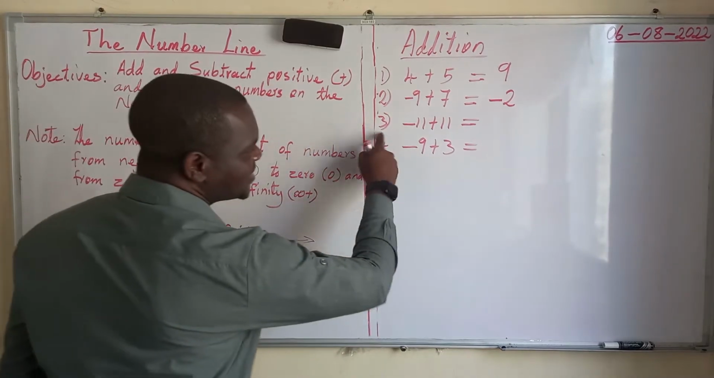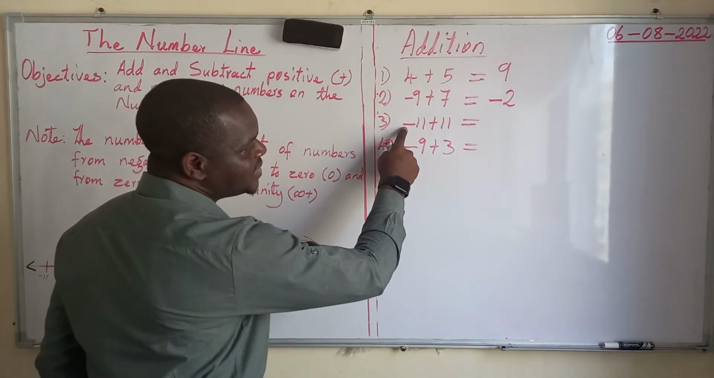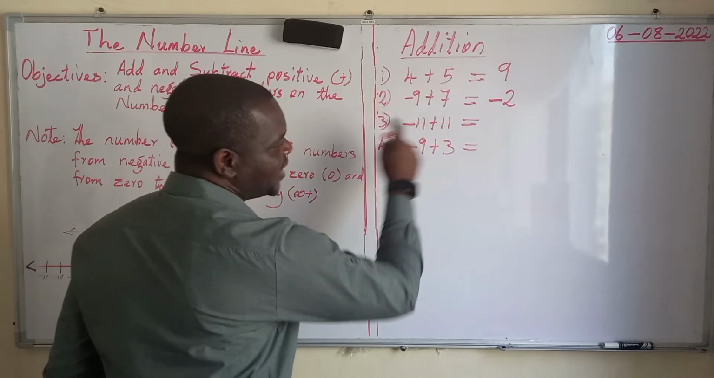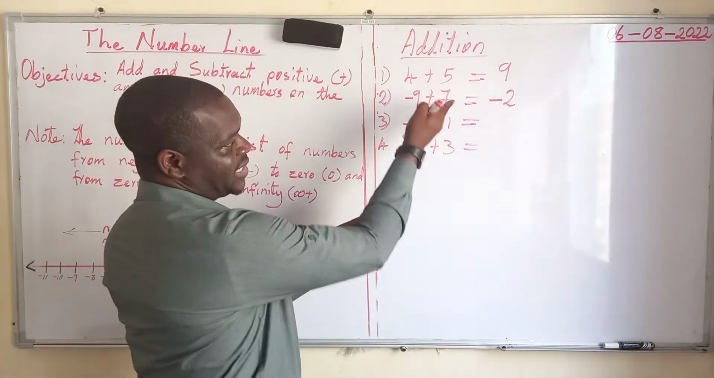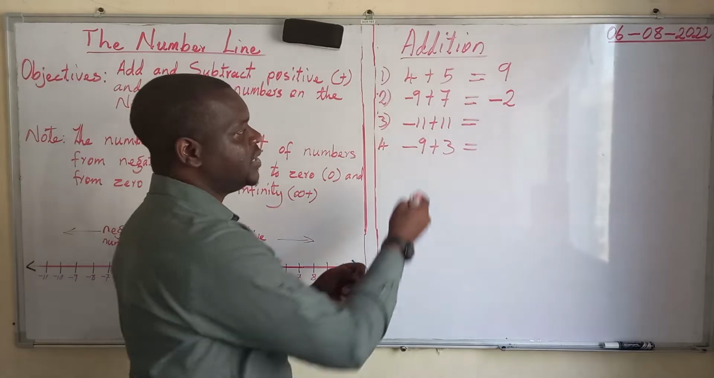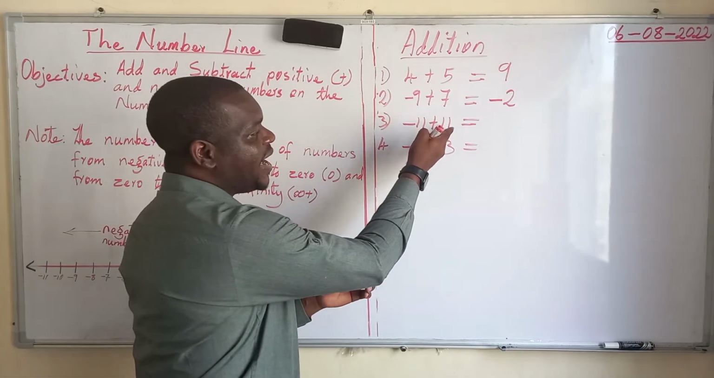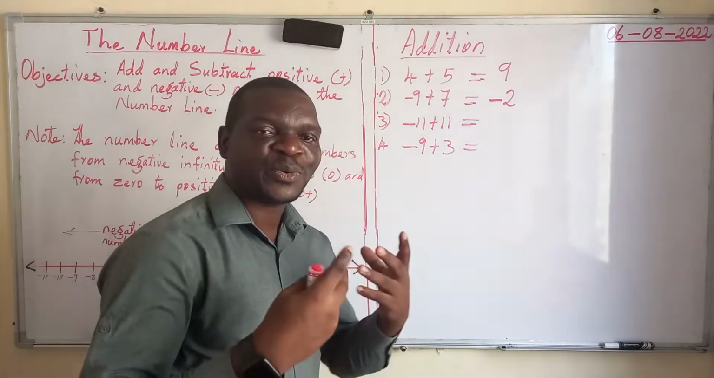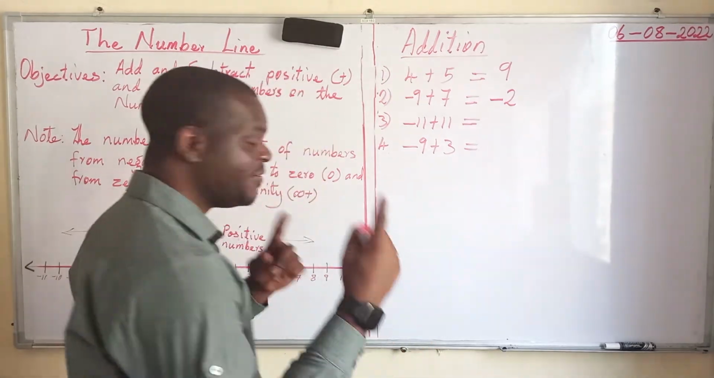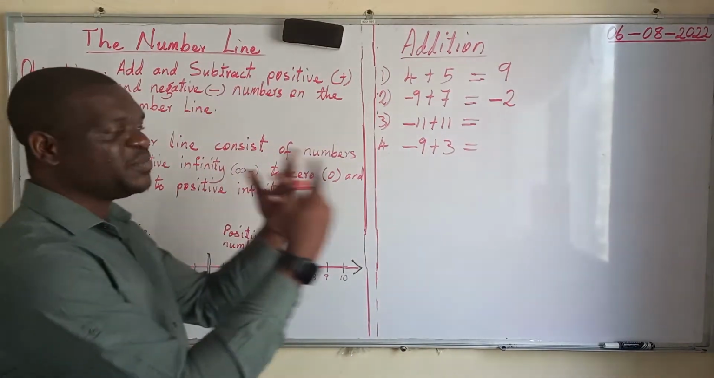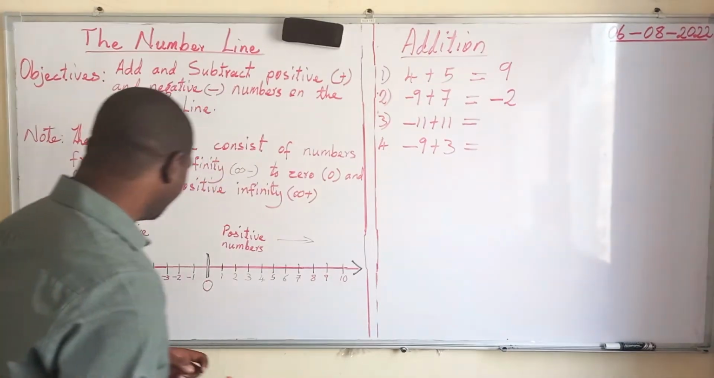Let's look at the next example, example 3. Negative 11 plus 11. Just as I explained in the previous example, I am owing 11 items and I have 11 items. So how many do I actually have? First of all, let's use the number line, then we can explain in a practical life situation.